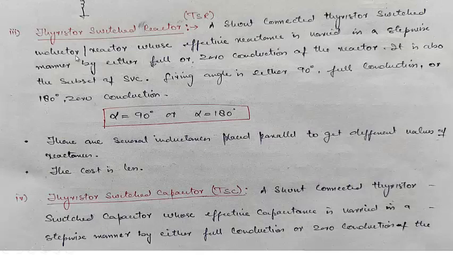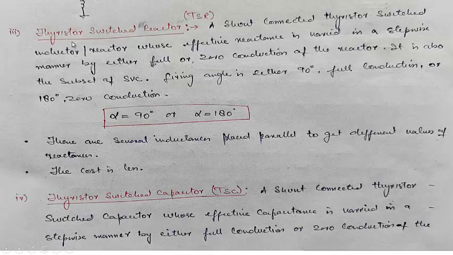Now we have one more thing, that is the thyristor switched reactor. It is known as TSR. So it is again the same thing, but the only difference between TSR and TCR is alpha. You'll see that it is a shunt connected thyristor switched inductor or reactor whose effective reactance is varied in a stepwise manner. In the earlier case it was a continuous manner, in which alpha was changed from 90 to 180 degrees, but here it is a stepwise manner. What are the steps? We will see, just by either full or zero conduction. So full conduction will be at alpha equal to 90 degrees, zero conduction will be at alpha equal to 180 degrees. So here there will be two values of alpha only, alpha equal to 90 degrees and alpha equal to 180 degrees.